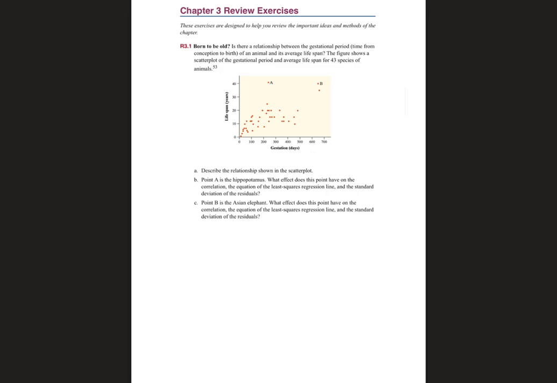Okay, so first one, they say, is there a relationship between the gestational period, time from conception to birth of an animal and its average lifespan? The figure shows a scatter plot of the gestational period and average lifespan for 43 species of animals. Okay, so part A, let's just see this. This is gestation in days, and this is the lifespan of the animal.